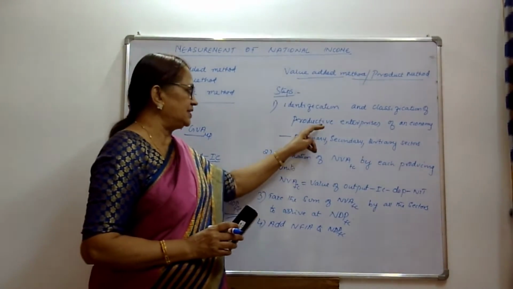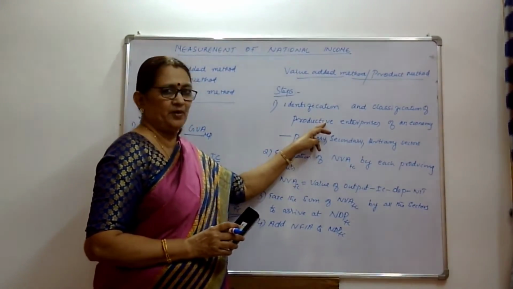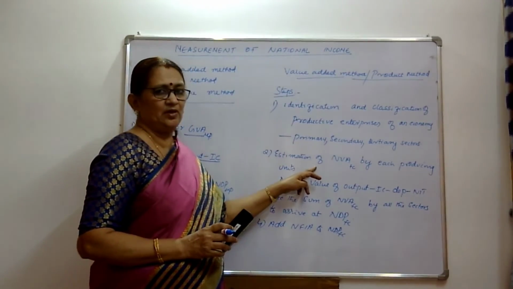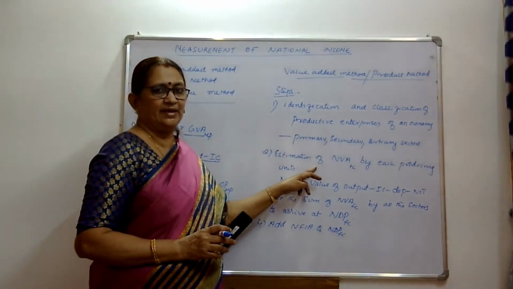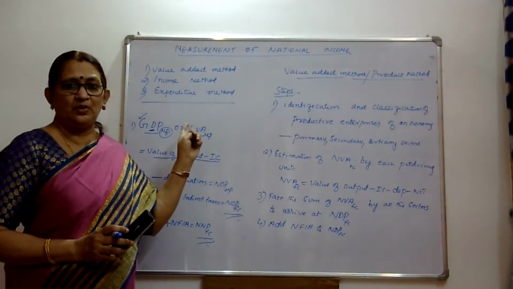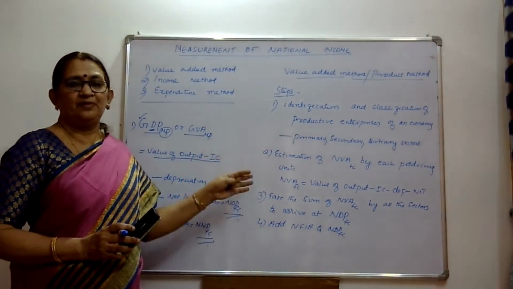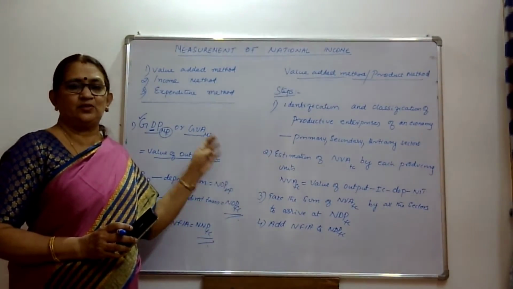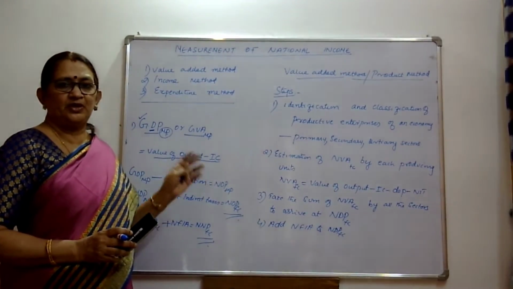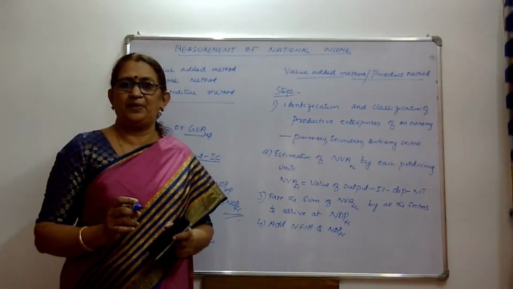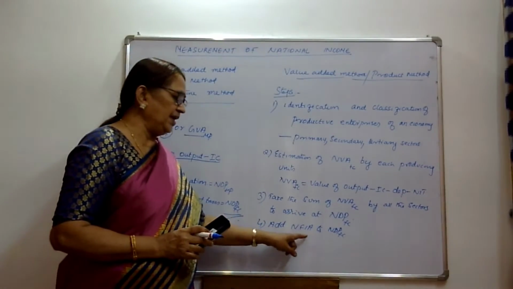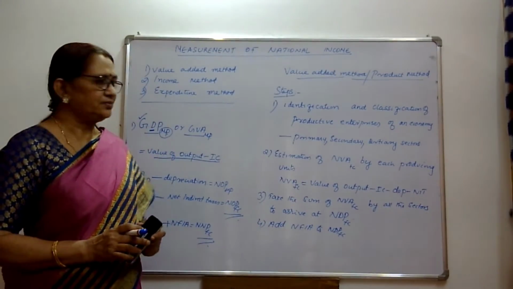So, the first step, identifying and classifying the productive enterprises. Second step is estimation of net value added at factor cost. How can we arrive at it? We have to deduct from gross the depreciation value. We have to deduct net indirect taxes from the GDP at the market price. The GDP at market price minus depreciation minus net indirect tax, we will get NDP at factor cost. Okay.